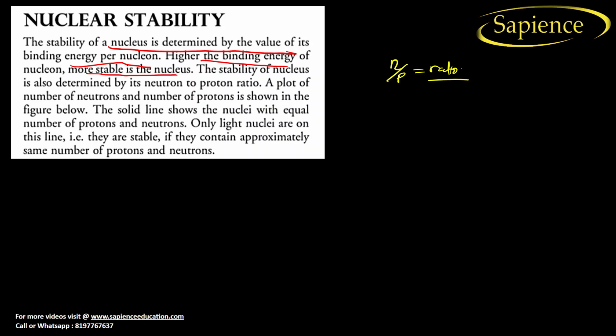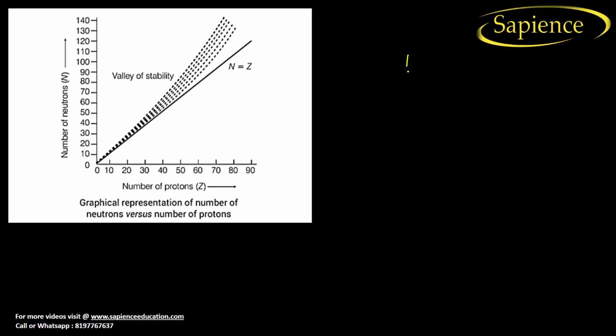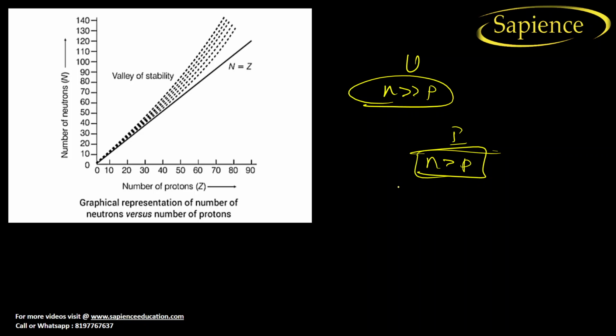Plot the number of neutrons against the number of protons as shown in the figure below. The solid line shows the nuclei with an equal number of protons and neutrons. Only light nuclei are on this line, and they are stable if they contain approximately the same number of protons and neutrons. Now when we talk about uranium, the number of neutrons is much greater than the number of protons, but when we talk about iron, the number of neutrons is approximately equal, a little bit less than the protons, for iron or Fe, right? So it means that iron is more stable, and uranium is less stable.